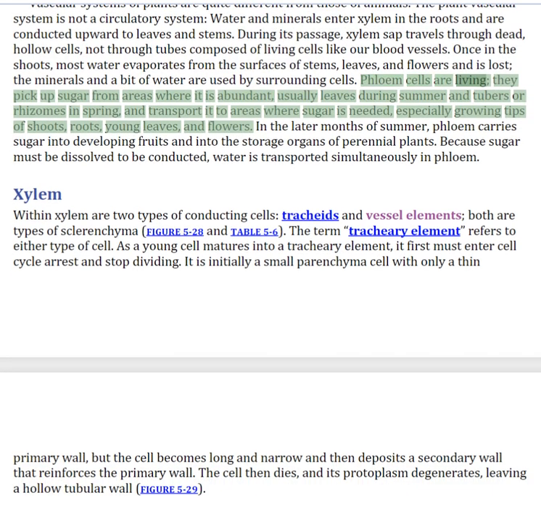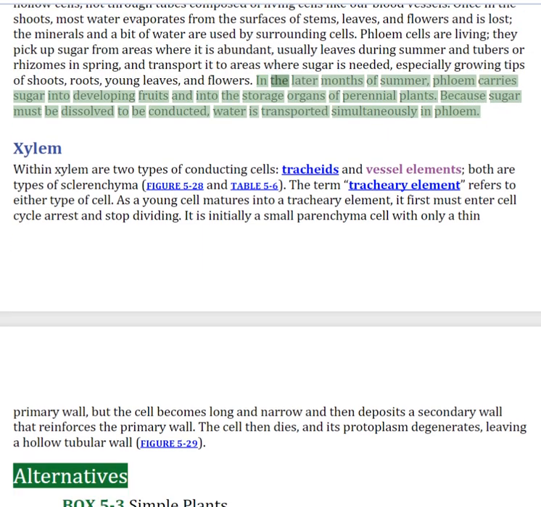Phloem cells are living. They pick up sugar from areas where it is abundant, usually leaves during summer and tubers or rhizomes in spring, and transport it to areas where sugar is needed, especially growing tips of shoots, roots, young leaves, and flowers. In the later months of summer, phloem carries sugar into developing fruits and into the storage organs of perennial plants. Because sugar must be dissolved to be conducted, water is transported simultaneously in phloem.